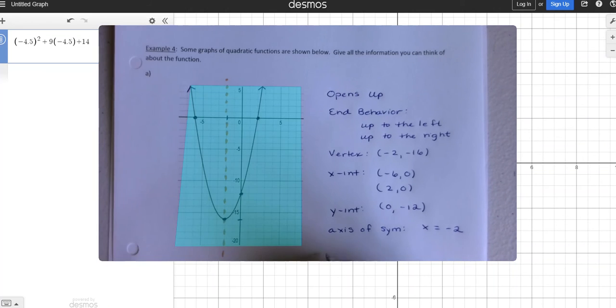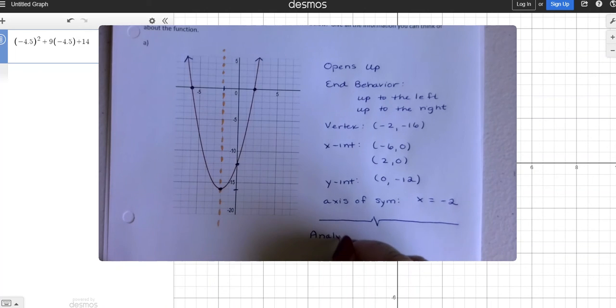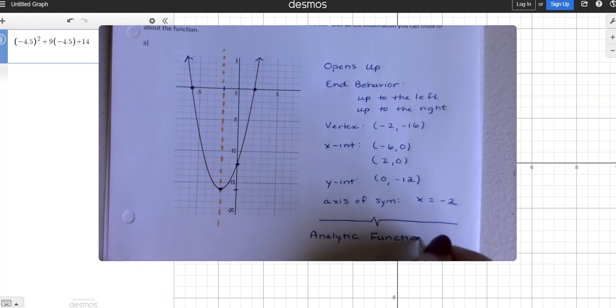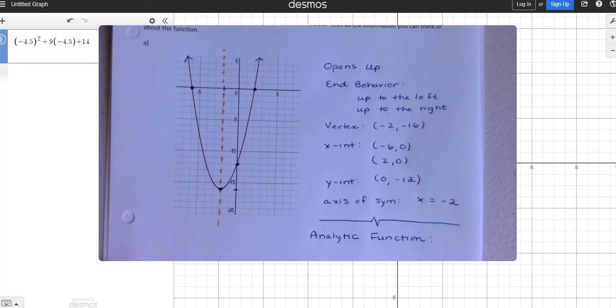So what can I predict about the analytic function? I think I can predict quite a lot, actually. I believe that I can predict easily both the factored form and the vertex form. And from those, I could probably get to the standard form as well, although that would take a little bit more algebraic doing. Let's start with the vertex form.